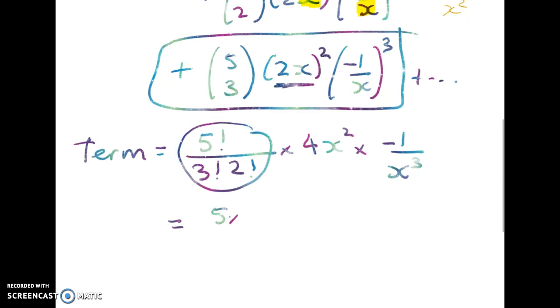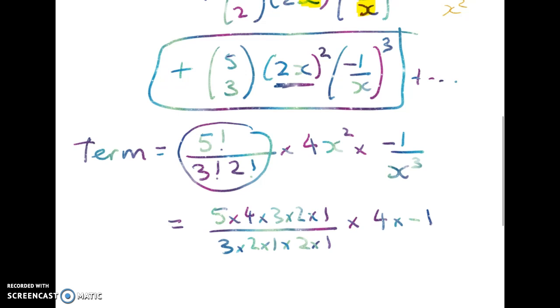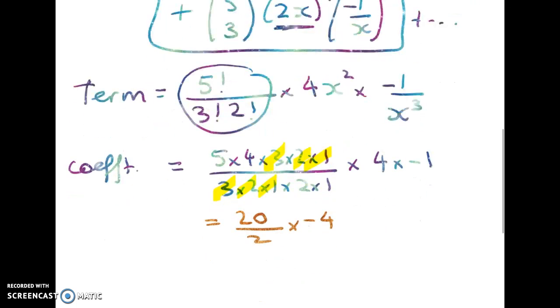So this will be 5 times 4 times 3 times 2 times 1, over 3 times 2 times 1 times 2 times 1. Hopefully you're remembering that there's lots of easy, cool simplifications that happen in here. So it's going to be times 4 times negative 1. So now we're just getting the coefficient. Right, what's going to simplify? Well, the 3 and the 2 and the 1 simplify, and we end up here with 20 over 2 times negative 4 from this bit, which gives me a coefficient of negative 40.